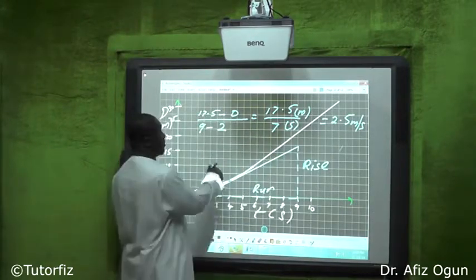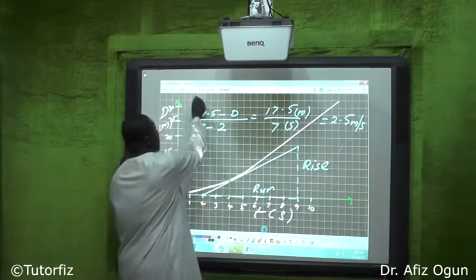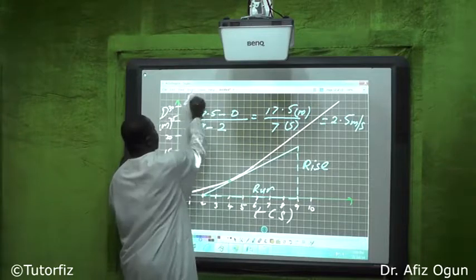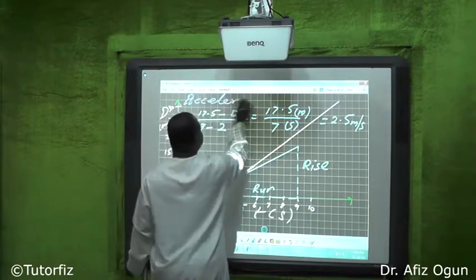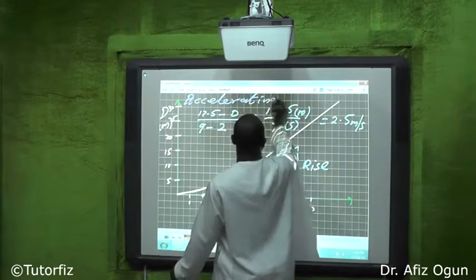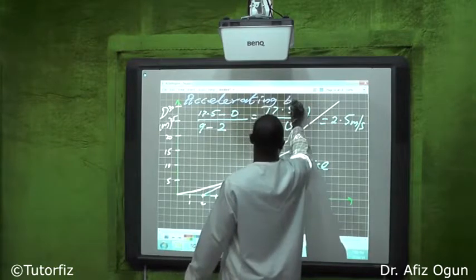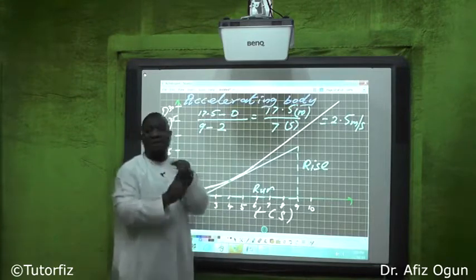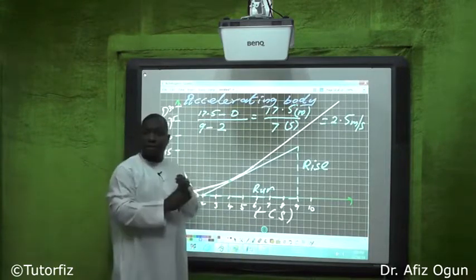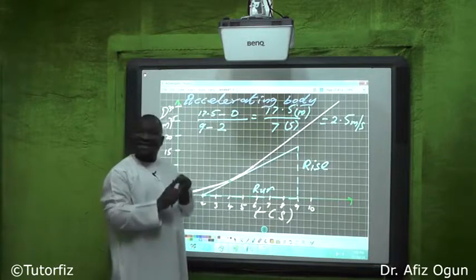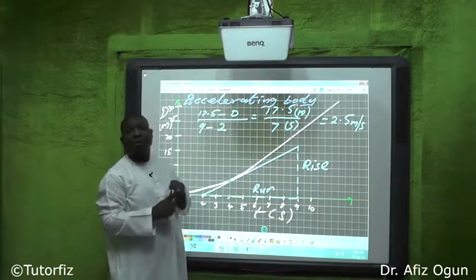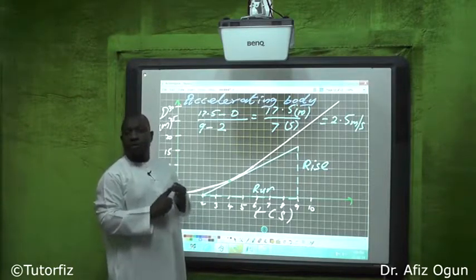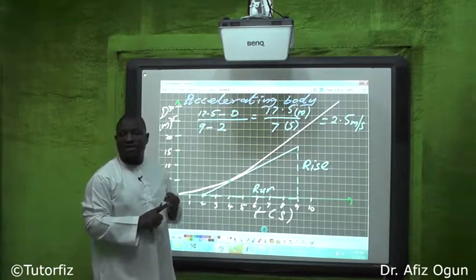So for this body, you see, this is the graph of an accelerating body. This is the last scenario. So we have the graph of an accelerating body. We have the graph of a body moving with uniform speed. We can tell which speed is fast, is more. And we can tell when a particular body is changing speed. We can tell by looking at the slope, the steepness of the slope.